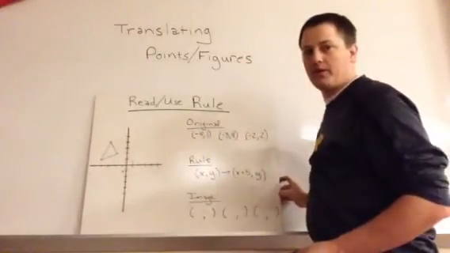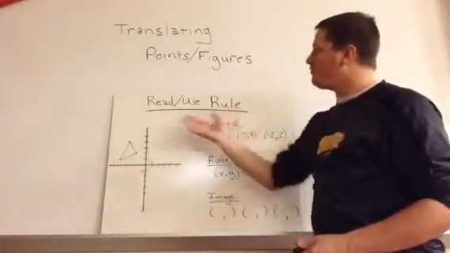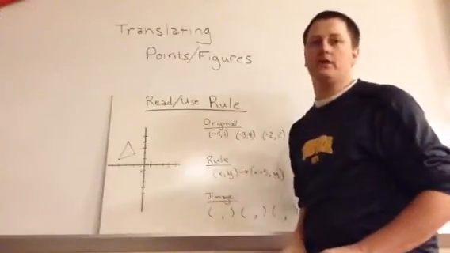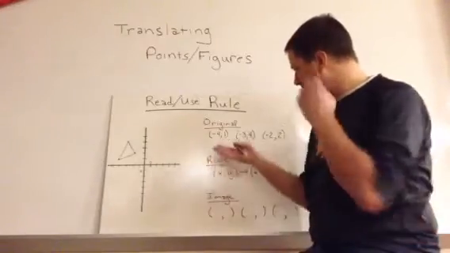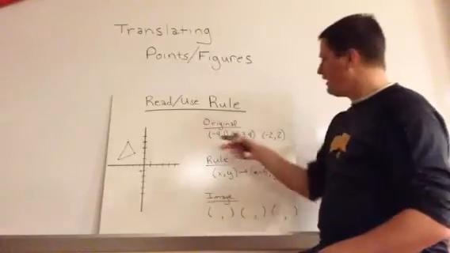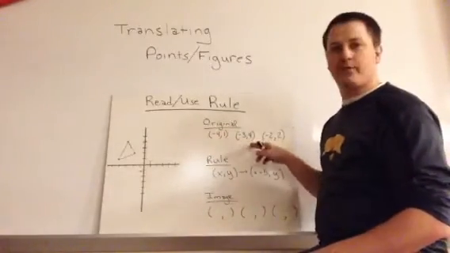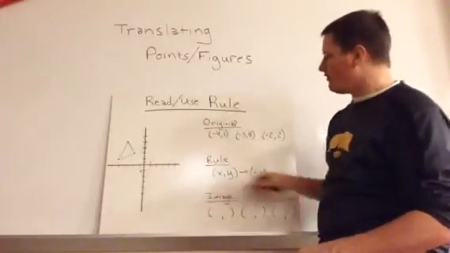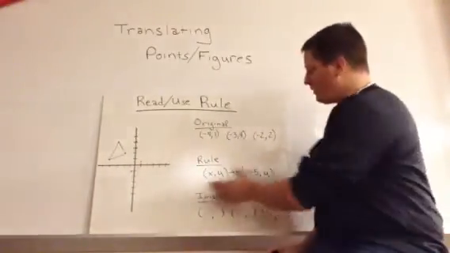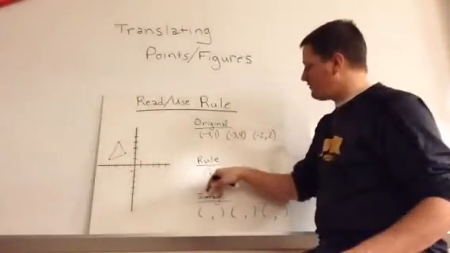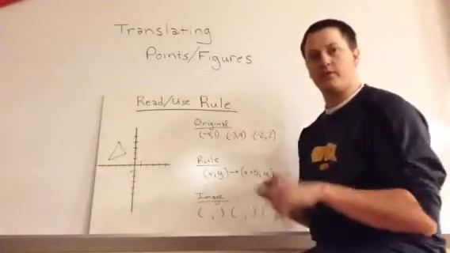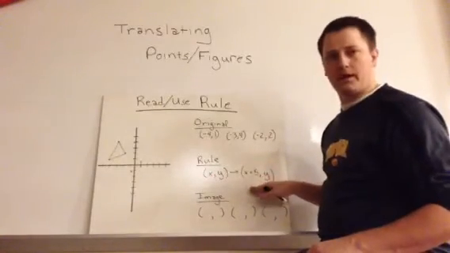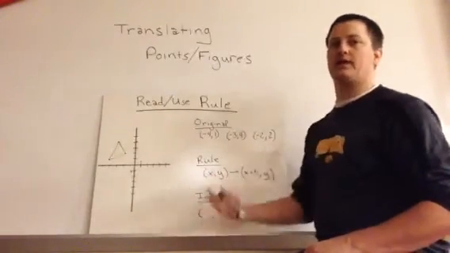The first thing that we want to look at is how to read and use a rule. Here I have a triangle drawn on the graph, and our original points are (-4, 1), (-3, 4), and (-2, 2). The rules will be written something like this. We will have our original (x, y). It's just standing for the original x and the original y. And then we have an arrow saying this is what we're going to do mathematically to get our image.